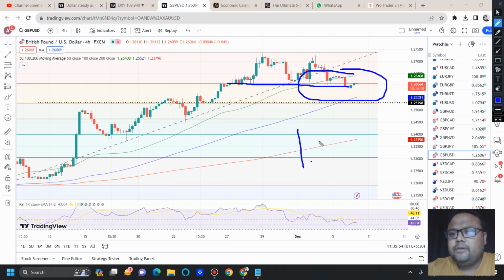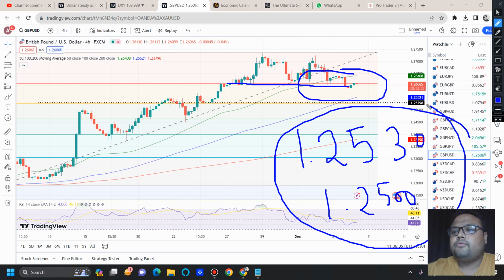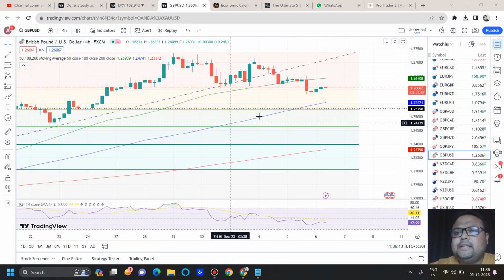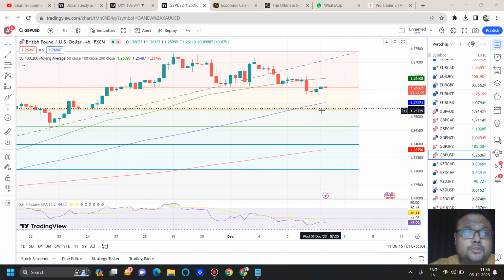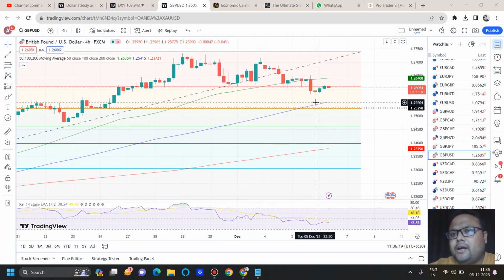So during the day, if you see there is a sudden drop on GBP USD, you can expect 1.2530 to 1.2500 to be the support for the market. Okay, 1.2530, 1.2500. If market bounces, you can look for a buy position. You can see that before 1.2500-1.2530, where we have Fibo 38.2, we also have the 100 moving average coming up.